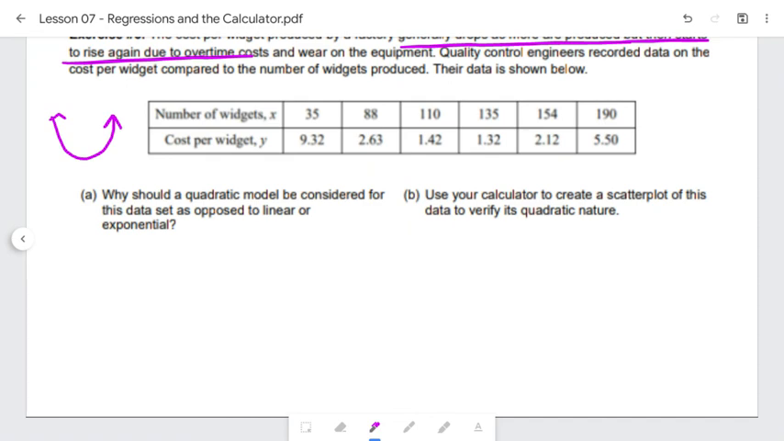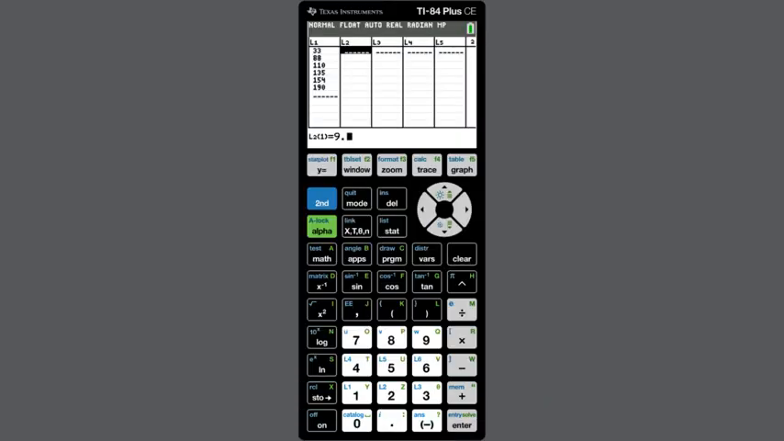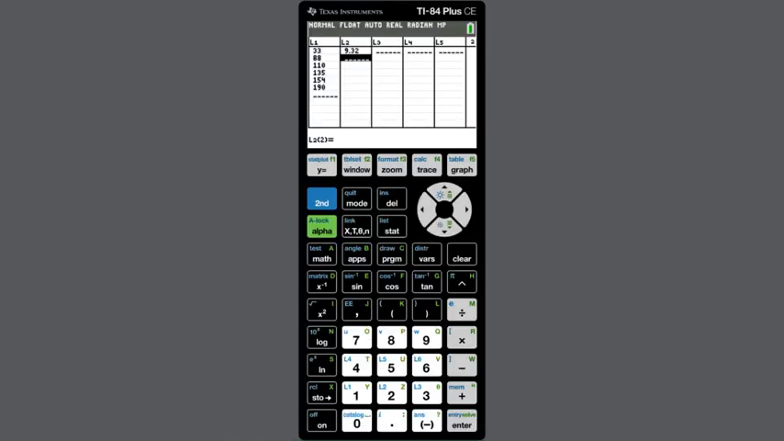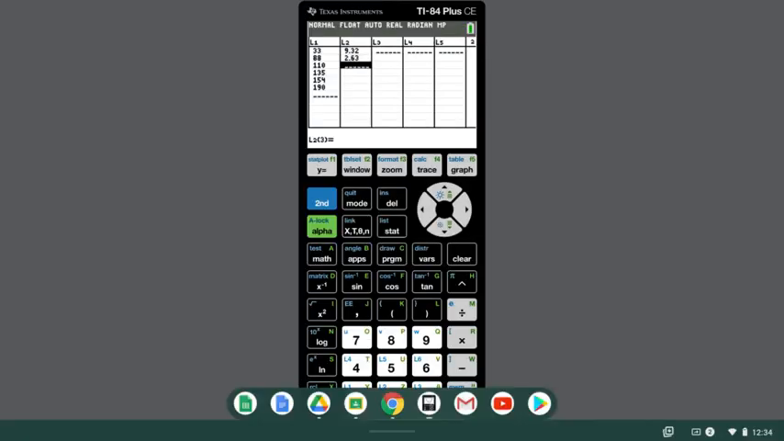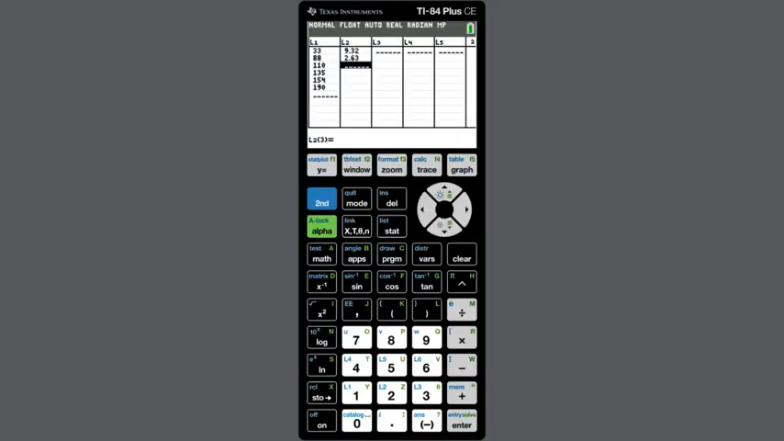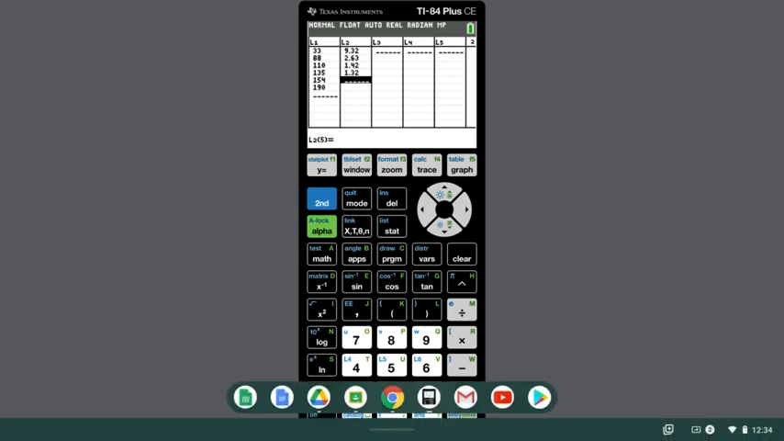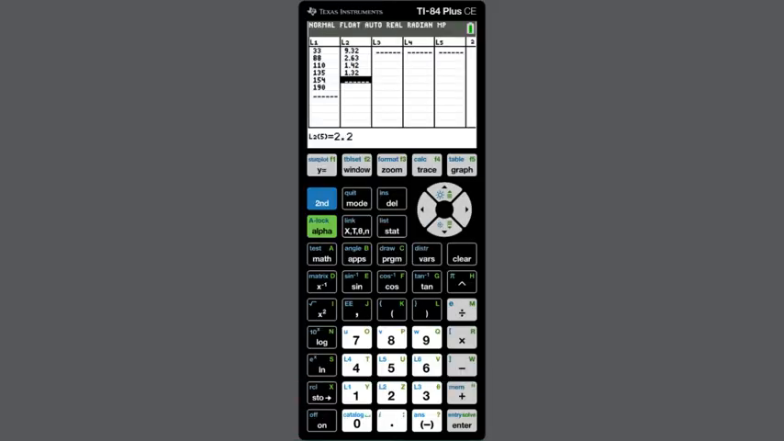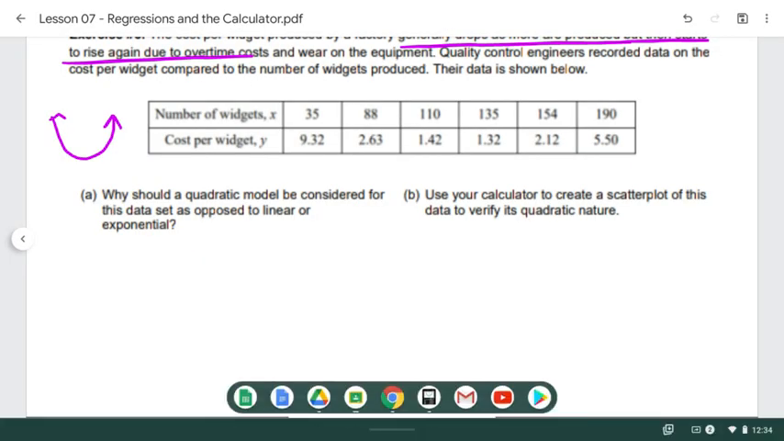Then we get 9.32, 2.63, 1.42, 1.32, 2.12, and 5.50.